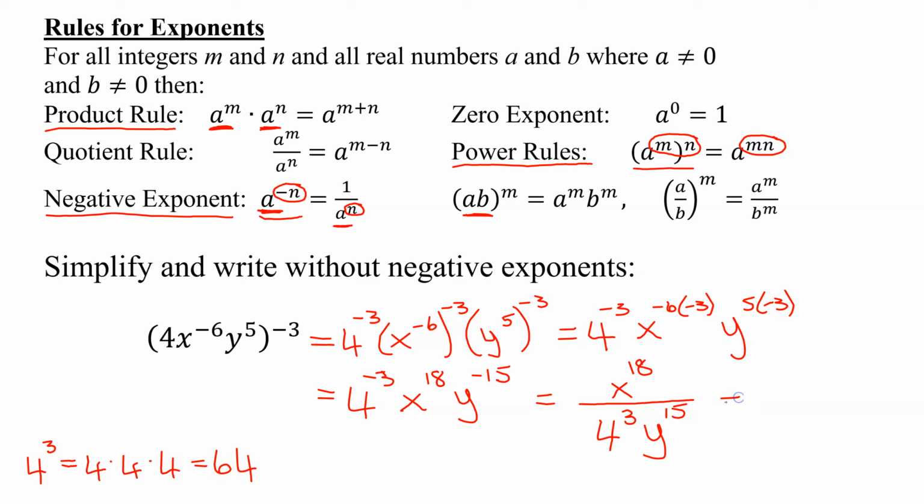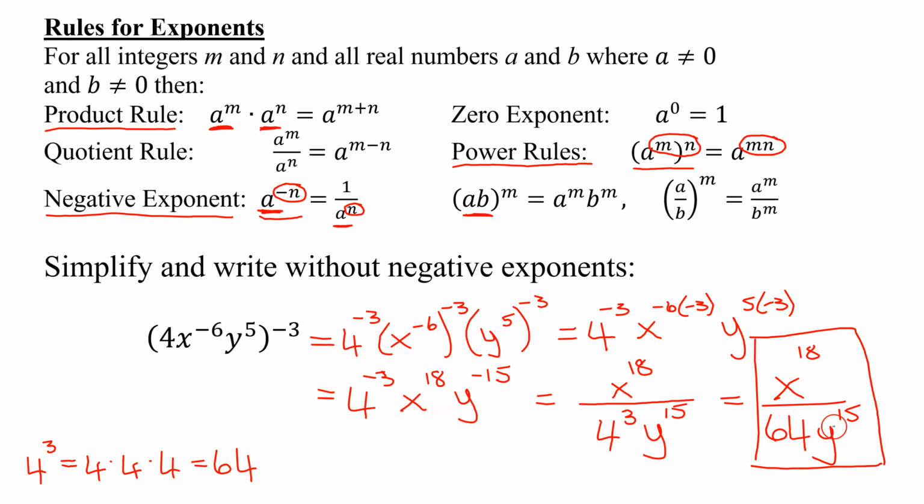So the answer to my problem is in the numerator, I have x raised to the 18th power over, instead of 4 cubed, I have 64 times y to the 15th power. So that is my answer. Notice I cannot combine these two expressions as they have unlike bases.